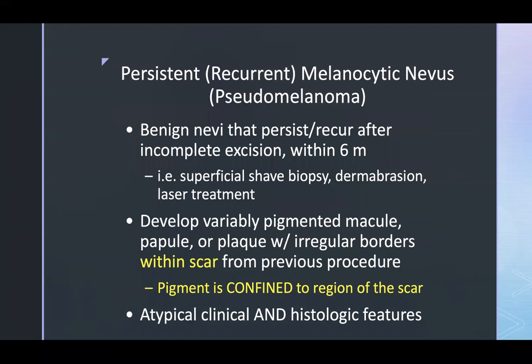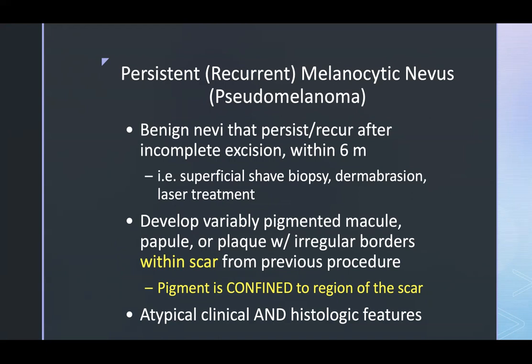What about persistent or recurrent melanocytic nevus or pseudomelanoma? So oftentimes benign nevi get biopsied and then within 6 months or sometime after there's a recurrence of the pigment. That's because some of the melanocytes were still there. It wasn't completely removed. It starts to reestablish a pigment network. Some of those melanocytes could even divide a little bit and persist up above the scar. And on histopathology, that can look very worrisome for melanoma and pagetoid spread.